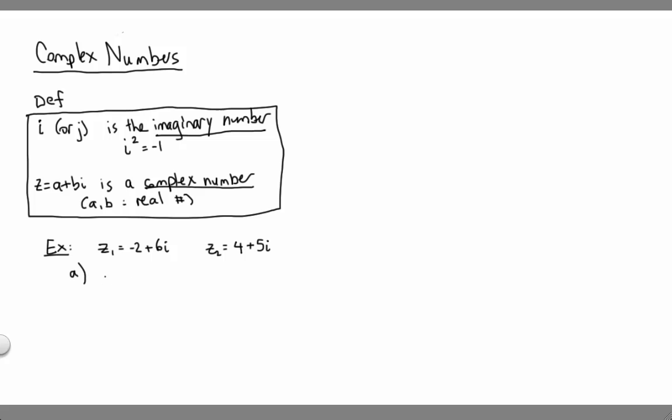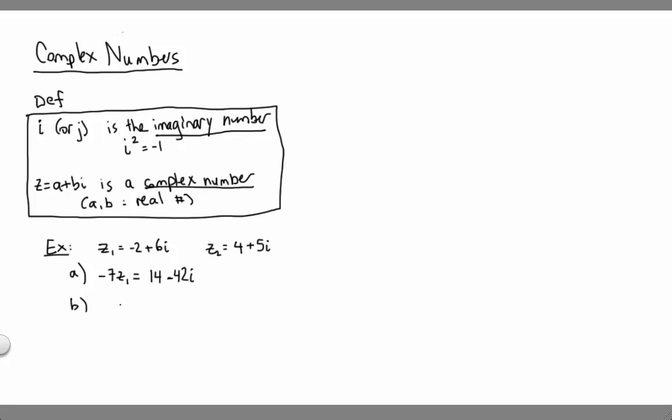Part A, if we had to calculate something like -7 times z1, then what we do is multiply both the real and the imaginary part by -7. So we'd have 14 minus 42i. That's what scalar multiplication of a complex number looks like.